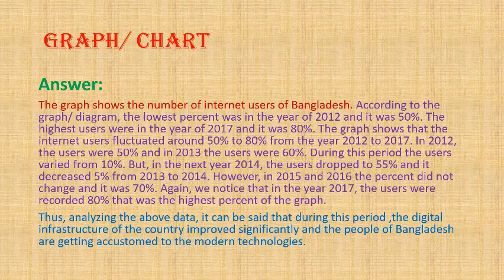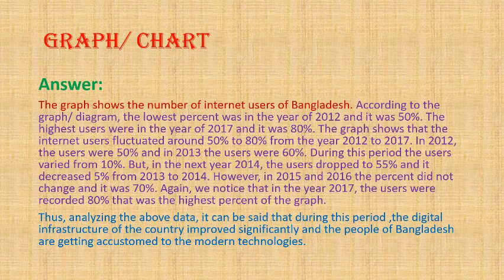The graph shows the number of internet users of Bangladesh. According to the graph or diagram, the lowest percent was in the year of 2012 and it was 50%. The highest users were in the year of 2017 and it was 80%. The graph shows that the internet users fluctuated around 50% to 80% from the year 2012 to 2017.